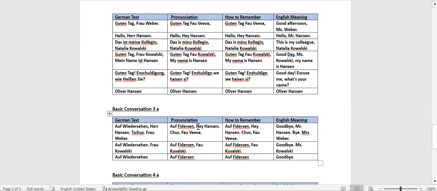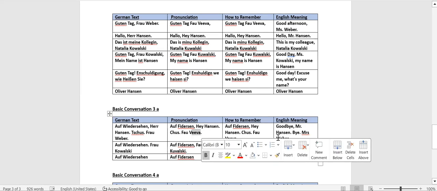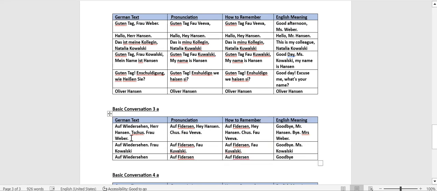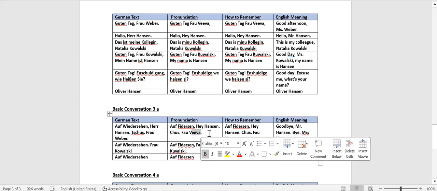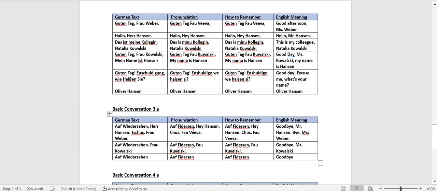Herr Hansen: whenever we address someone as Mr., it's Herr. This is quite easy in German, right? Instead of saying Mr., you just say Herr, Herr Hansen. Auf Wiedersehen, Herr Hansen. So, tschüss, Frau Weber means bye Mrs. Weber. How do we pronounce Weber? It's written as Weber in German, but it is pronounced as Veber. Veber. Very good.